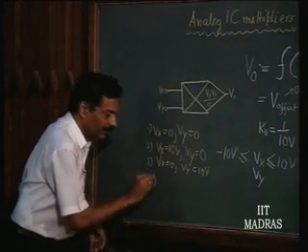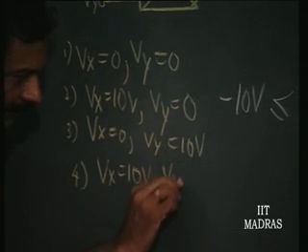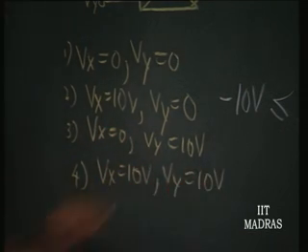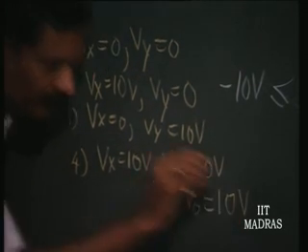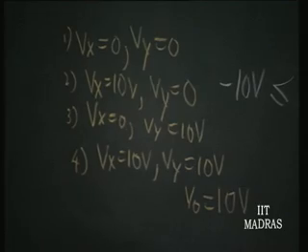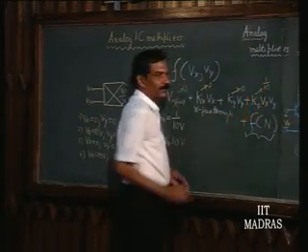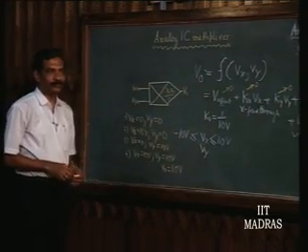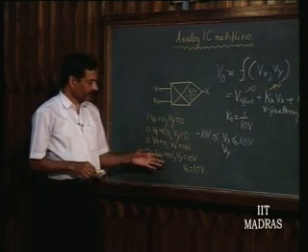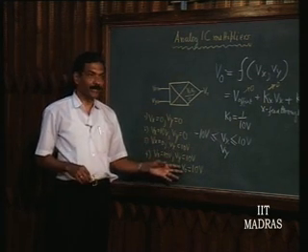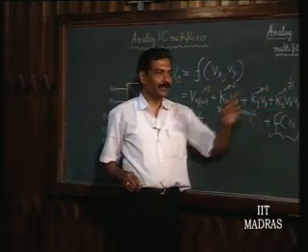Finally, Vx is made equal to 10 volts, Vy is made equal to 10 volts, and V naught should be adjusted to be equal to 10 volts. That is, K naught is going to be adjusted to 1 over 10 volts. Is this clear? When Vx is equal to 10 volts and Vy is equal to 10 volts, V naught should be 10 volts, then only K naught is going to be equal to 1 over 10 volts.